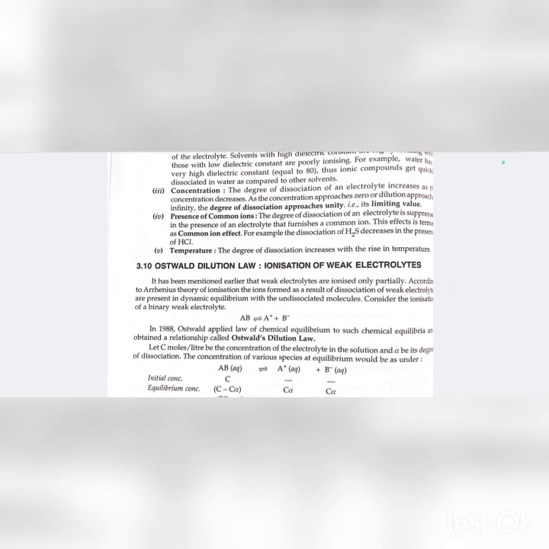Fourth point is the presence of a common ion. The degree of dissociation of an electrolyte is suppressed in the presence of an electrolyte that furnishes a common ion. This effect is termed the common ion effect. For example, the dissociation of H2S decreases in the presence of HCl. Fifth is temperature. The degree of dissociation increases with a rise in temperature.